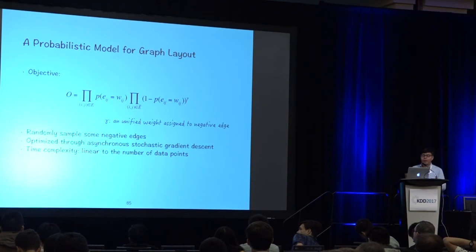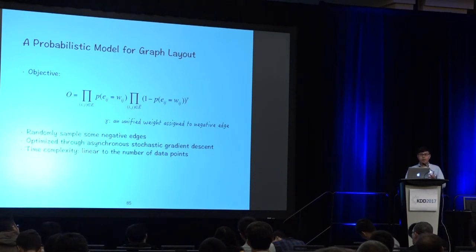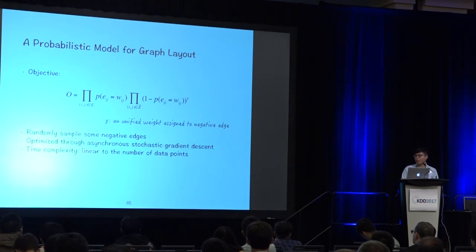By maximizing the likelihood of the positive edges, we can make similar data points close to each other. And by maximizing the likelihood of negative edges, we can make dissimilar data points stay away from each other, right? In practice, because there may be many negative edges, we randomly sample some negative edges, which turns out to be still very effective. The whole process is optimized through asynchronous stochastic gradient descent, and the overall time complexity is linear to the number of data points, which is very efficient.